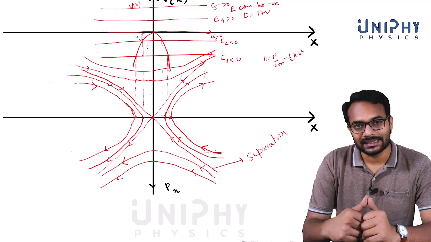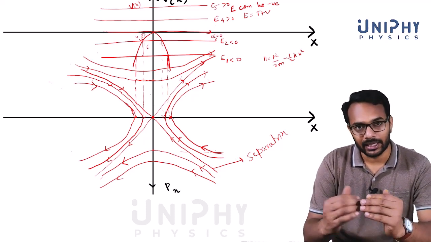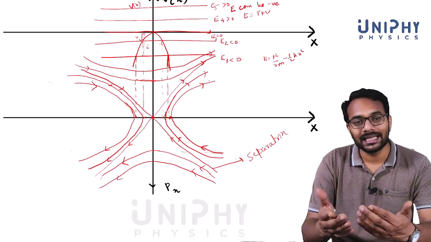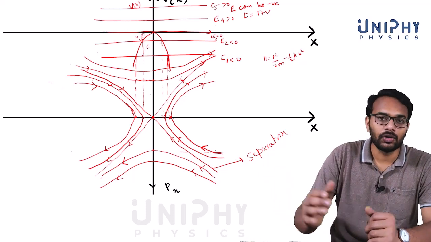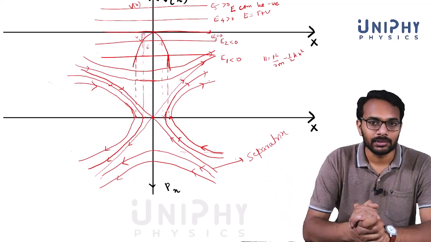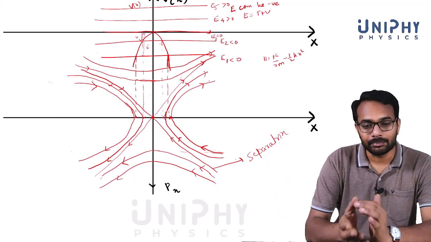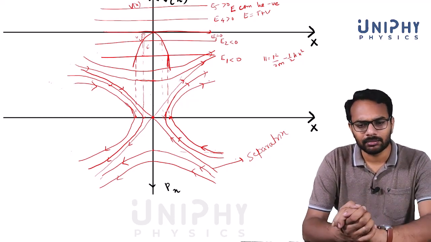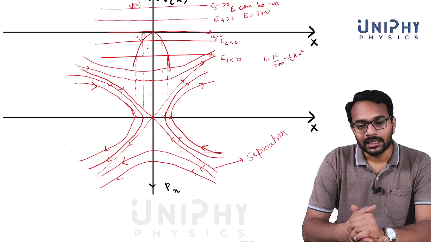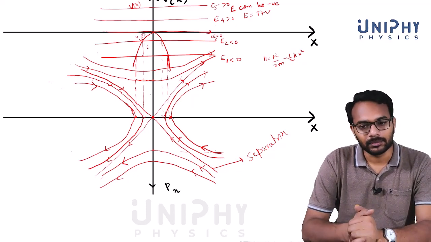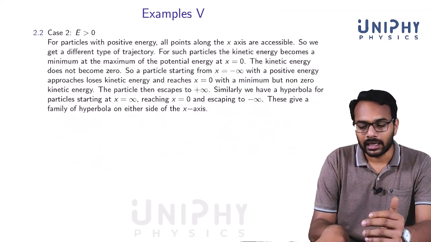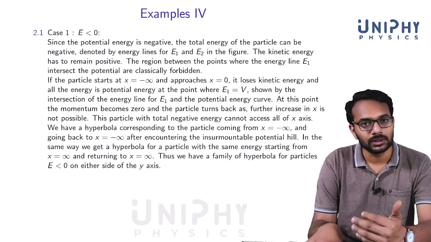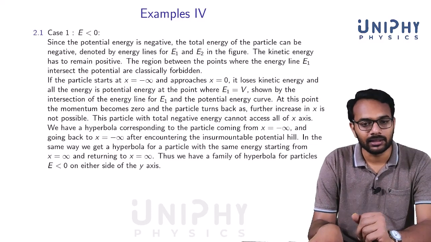For particles with E less than 0, there are some regions along the x-axis which are not accessible. For particles with energy greater than 0, the whole of the x-axis is accessible to the particle. And the separatrices separate these two kinds of trajectories. So this is an example that we saw in detail, and we'll go into other problems. I've explained these things here in some detail. You can go through it, and if you have any doubt, you can go through it again or contact me.